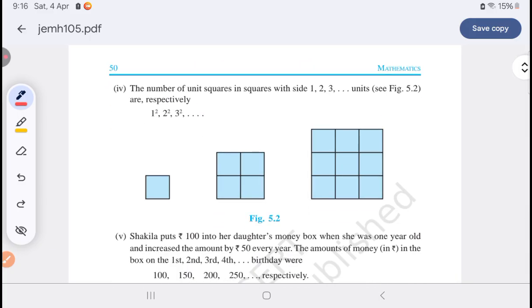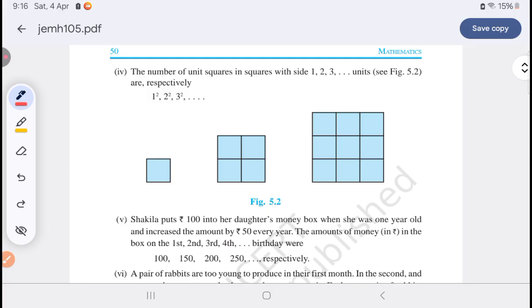Another example. Suppose a unit square, then squares with sides 1 to 3 units. See, first square, so 1 square. Then 2 square means 4. Then 3 square means 9. So it is following some pattern: 1 square, 1, 4, sorry, 9.